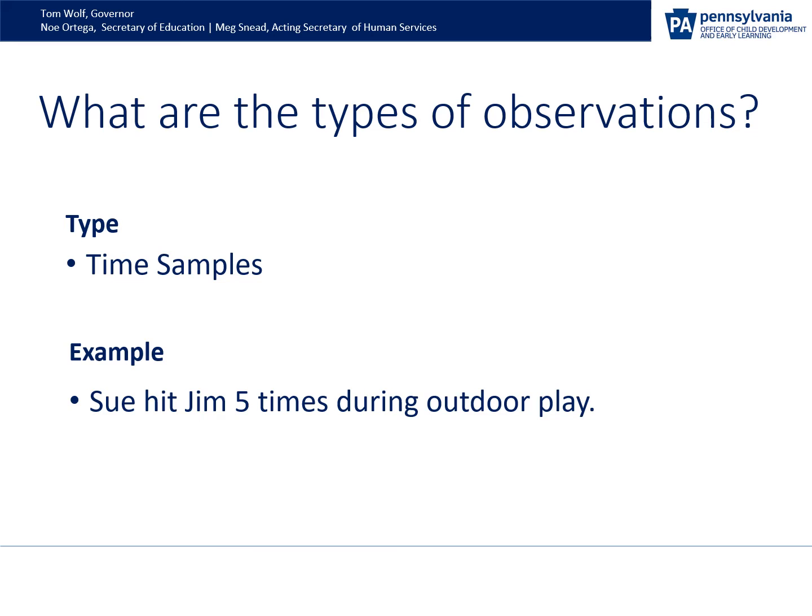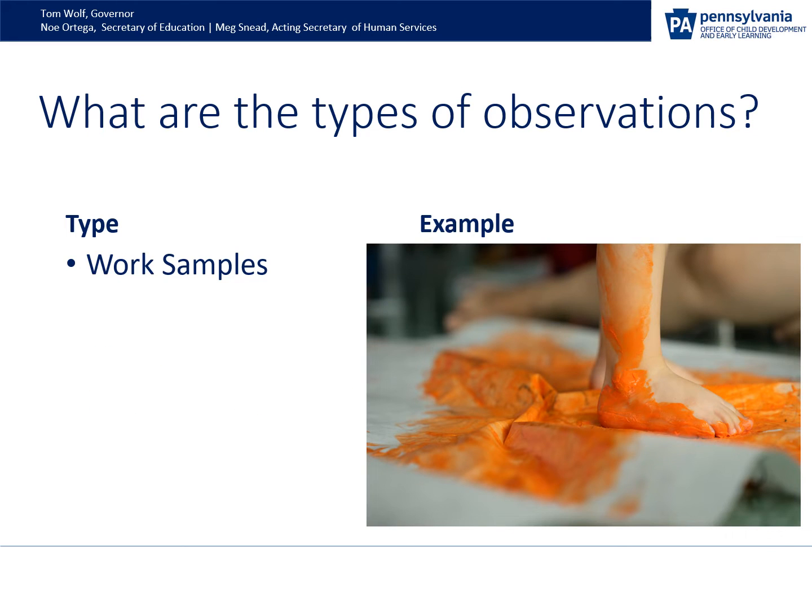Time samples can be used to observe a child's behavior to identify possible concerns. An example of a time sample is Sue hit Jim 5 times during outdoor play. The next type are work samples. These are collected from each individual child and may include drawings, paintings, cuttings, writings, etc. Accompanying work samples, you can add comments from the child, a description of what happened, or what the child said, and link these to areas of development.